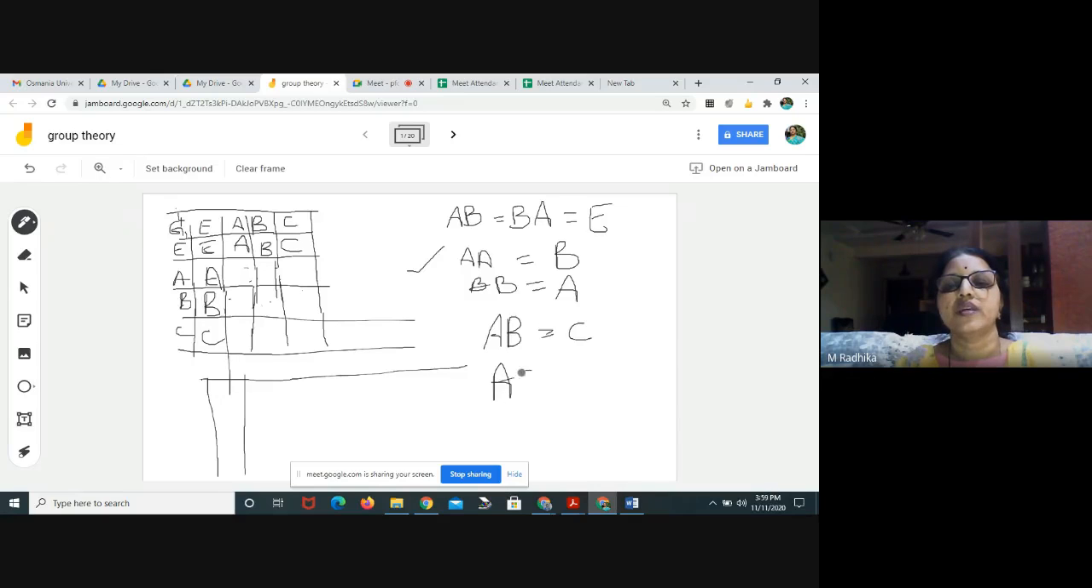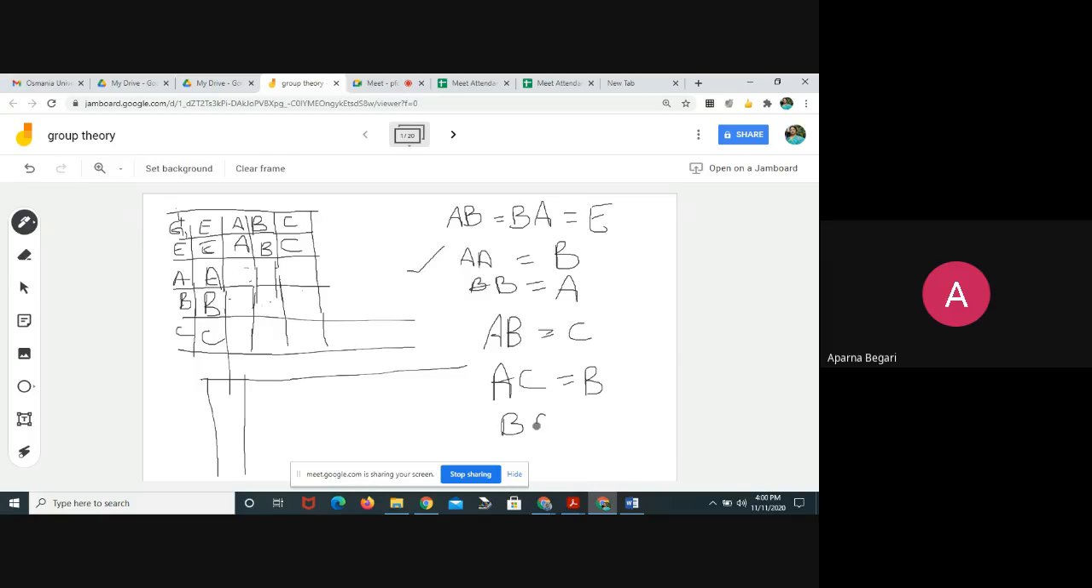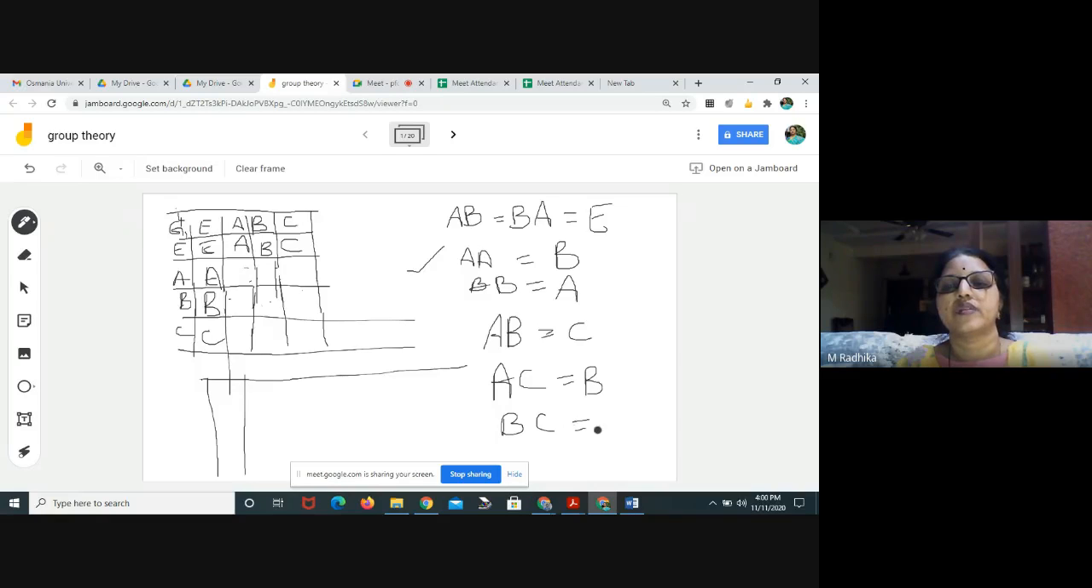A into C, let it be B. Then one more. What else will I have? B into C, let it be A. So what I have done, I've seen that when I'm writing this, I have written all the ABCs. Got it? I'm taking this rule now. Okay, when we take this rule, what happens?